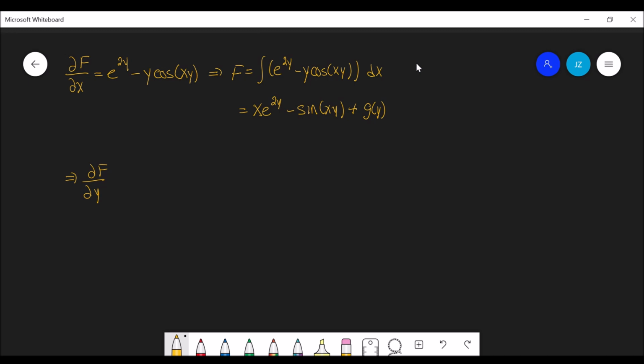Integrate this now with respect to y. I'm sorry, differentiate this now with respect to y. 2x e to the 2y minus x cosine of xy plus g prime of y. Now this has to equal n. So this has to equal 2x e to the 2y minus x cosine of xy plus 2y. Which means that g prime of y is 2y.